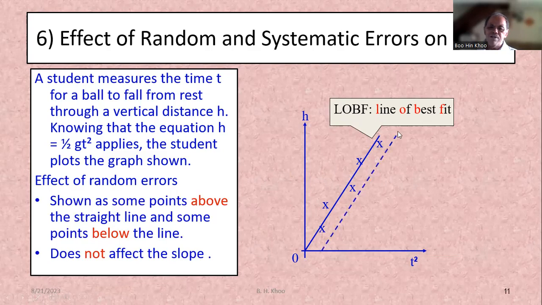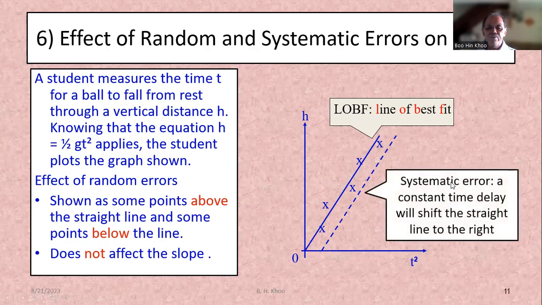So if our line is drawn here from experiment, then we have what we call systematic error, a constant time delay. Right? Instead of 0, there's a value already. There's a constant time delay. It will shift the straight line to the right.